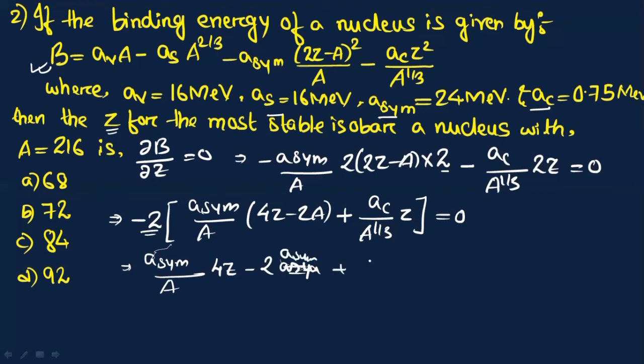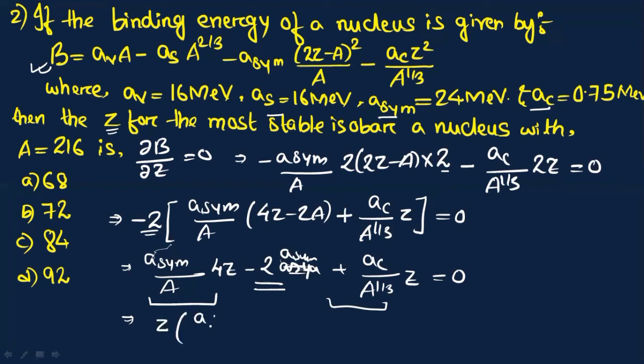Asymmetric plus AC by A to the power 1 by 3 Z equals 0. Now I will take this minus 2 asymmetric to the right hand side, and I will take Z common from these two terms. So if I take common Z, what will you have in the bracket? You will have 4 asymmetric divided by A, plus AC by A to the power 1 by 3, equals 2 asymmetric, right? This is what you are having.